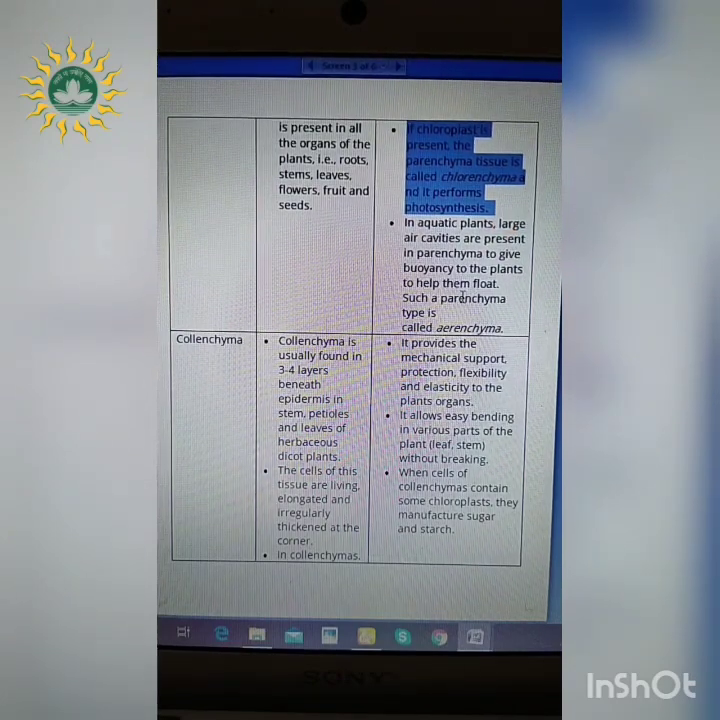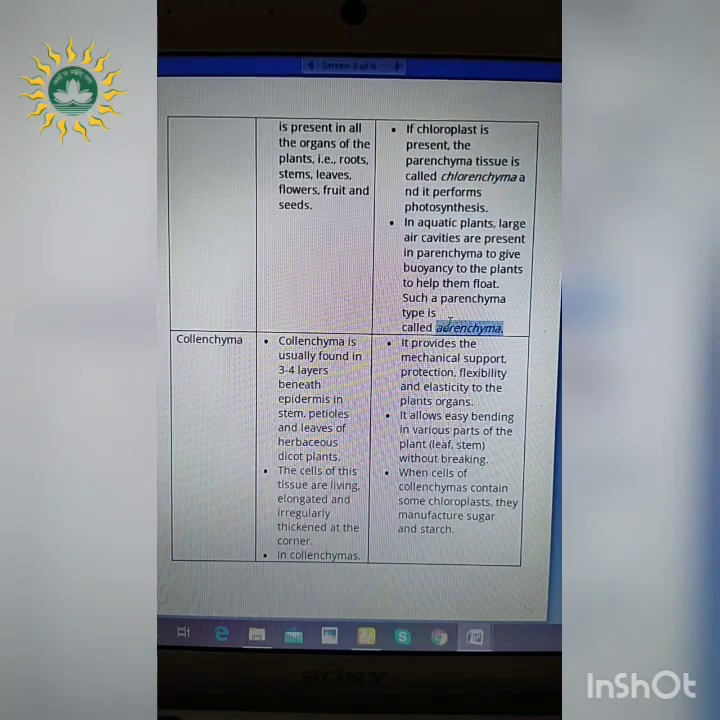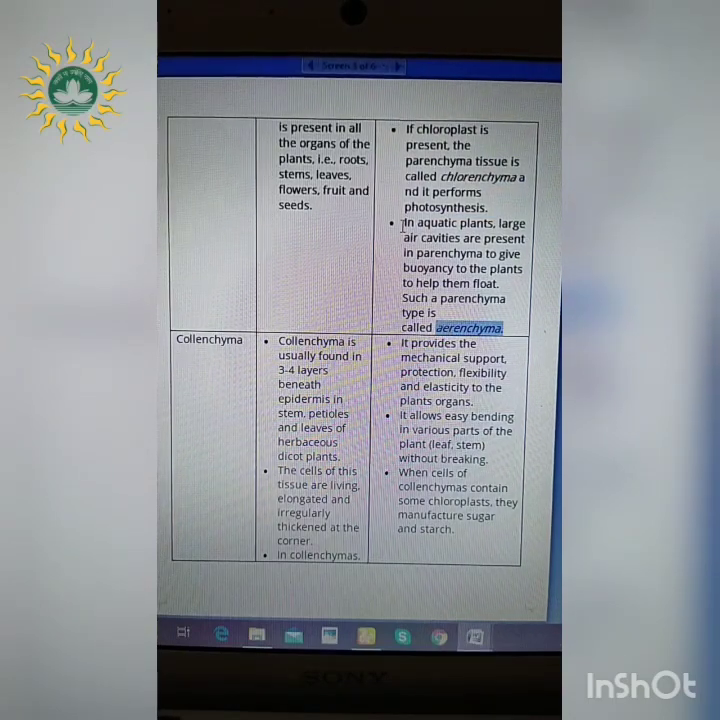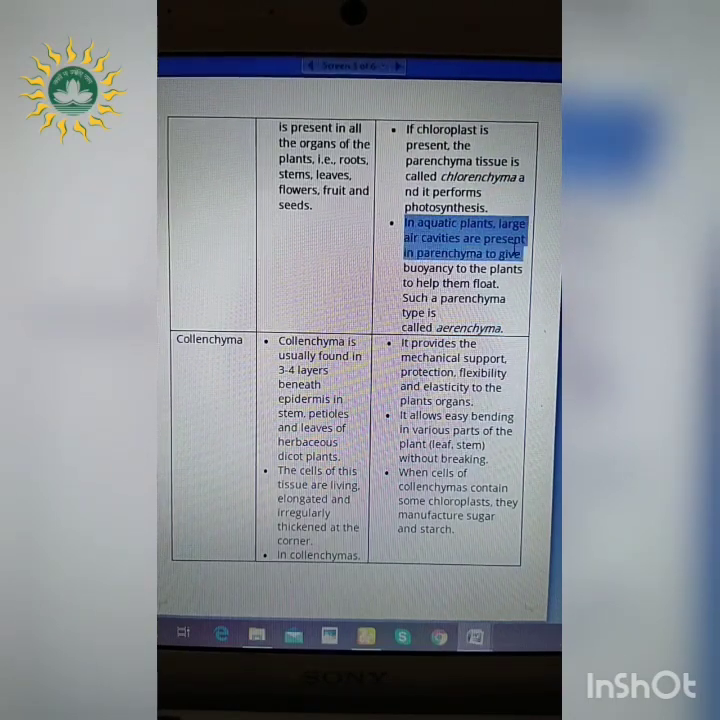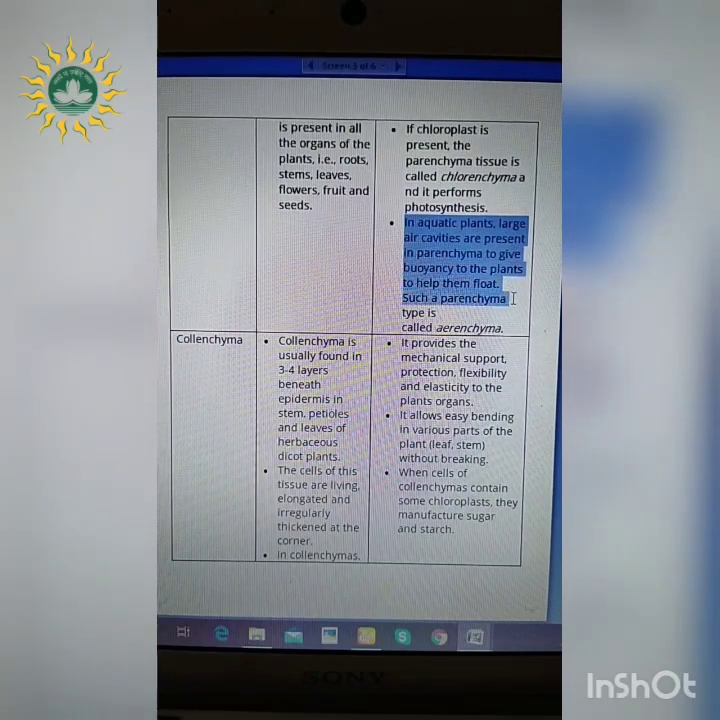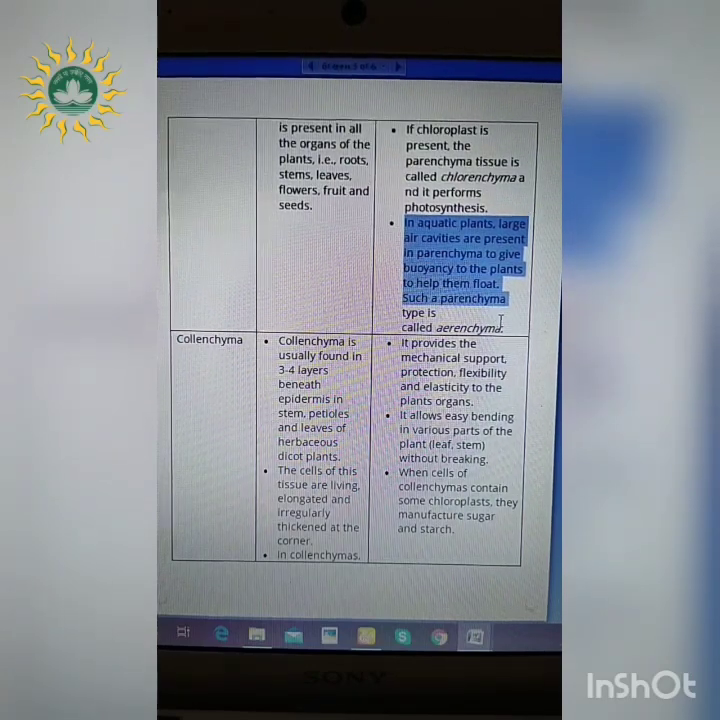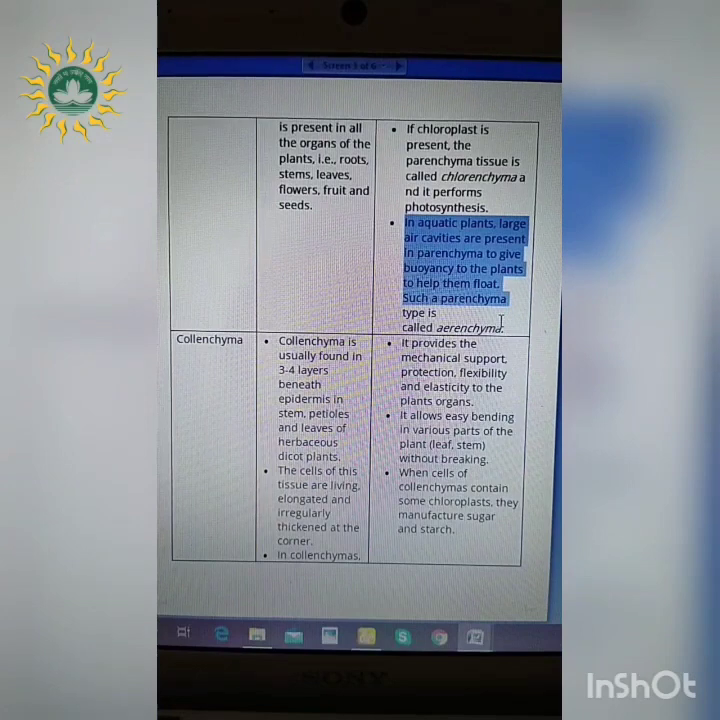Another type of parenchyma tissue is called aerenchyma. What is that? Specifically in the aquatic plants, it is seen that there are some large air cavities which help those plants to float on the water. And that floating process is called buoyancy.